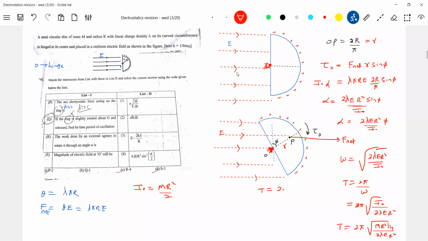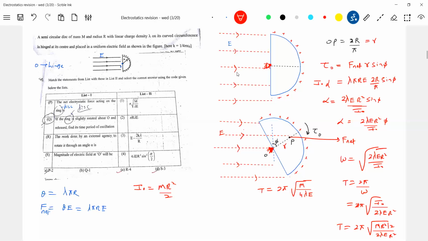How much time period will be? 2 pi r square, so this will be mr square. 8 lambda E. R square will not be there. Yeah. mr square by 2, no? Oh, yeah. 2 you take outside, so m lambda E will come. So this will be the option. This is the time period.